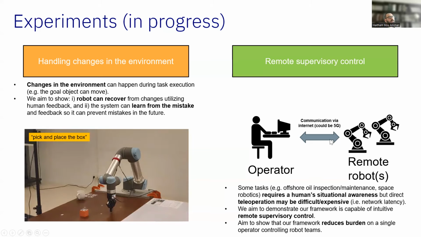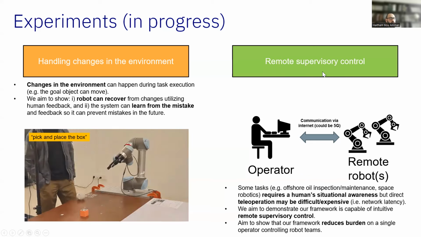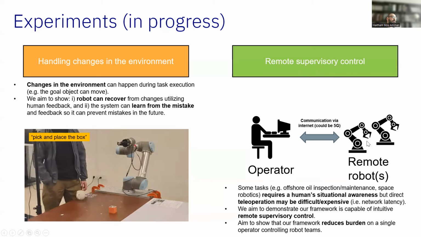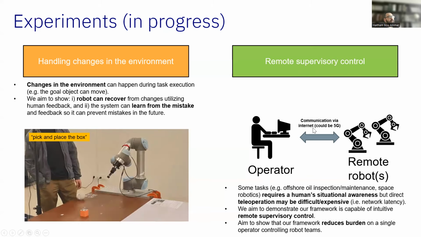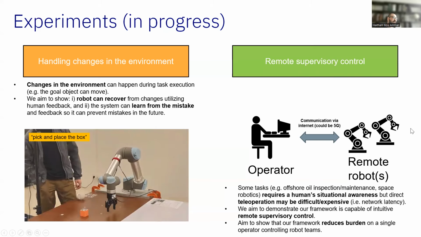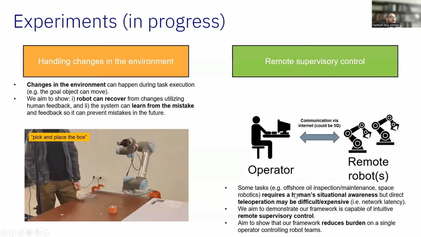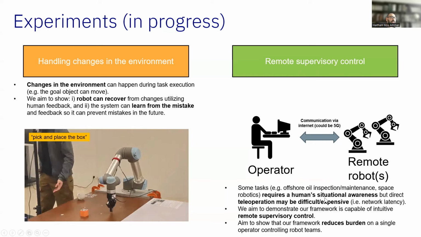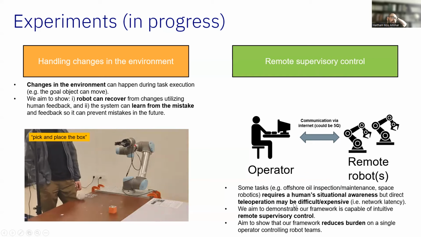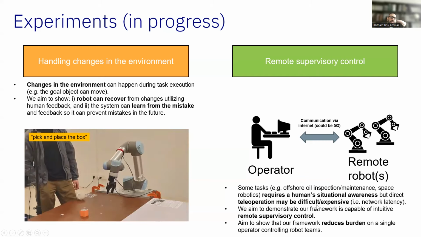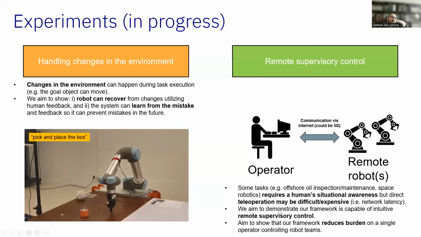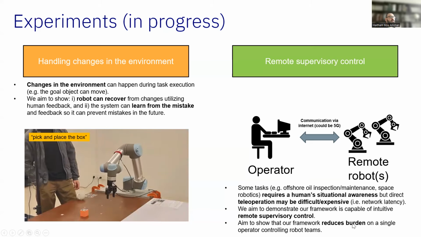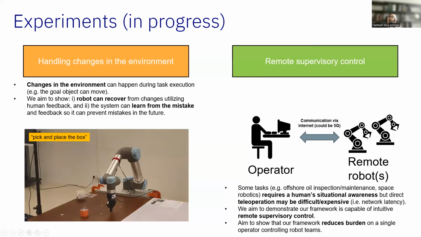And now maybe one cool experiment we're going to do is remote supervisory control. So we have an operator sitting somewhere, we have a robot sitting somewhere else, and there's communication across the internet, maybe via 5G or something. And then the tasks could be like offshore tasks, maybe oil inspection or maintenance. And then we require situational awareness. But direct teleoperation is difficult because of network latency. So we aim to demonstrate that this framework is intuitive for supervisory control, and we also aim to show that we reduce the burden on the operator.